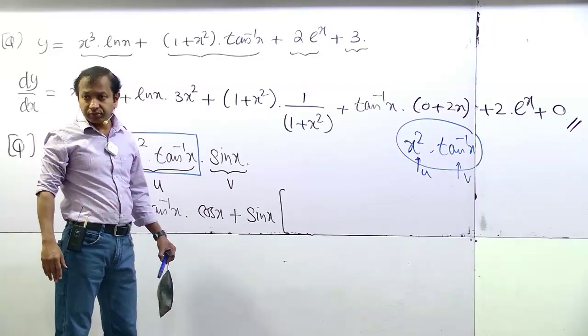x squared you have to keep the same. Derivative of tan inverse x is 1 over 1 plus x squared. Plus, keep the tan inverse x the same and the derivative of x squared is 2x. Right, this way we can get that answer. Correct, no?